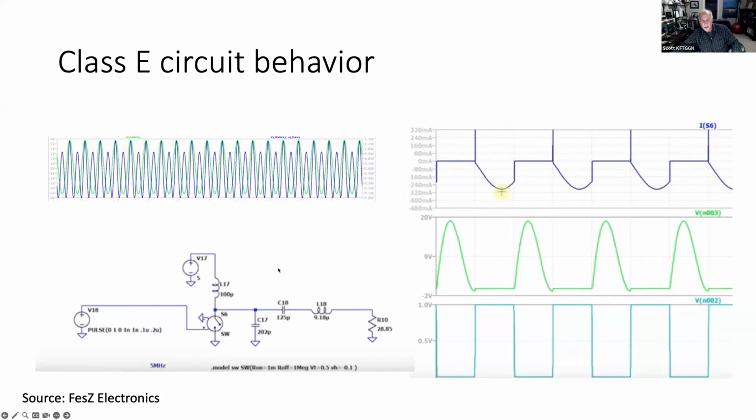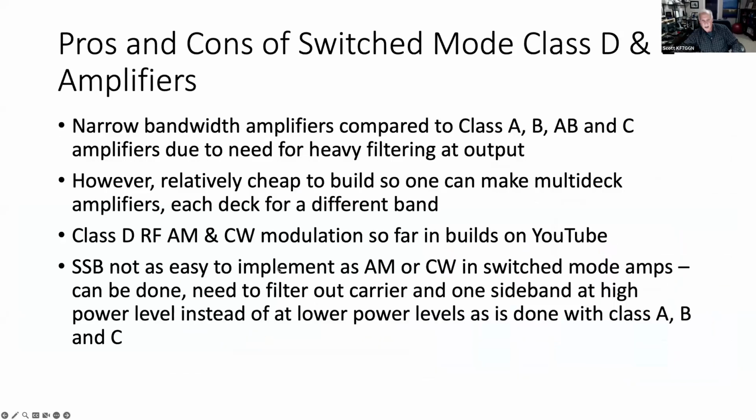So then the big question to me is, okay, with all these advantages, why aren't we seeing more of these things actually being used? And that's actually a question, because they are at this point experimental. Well, first of all, let's look at the pros and cons of Class D and E type of amplifiers.